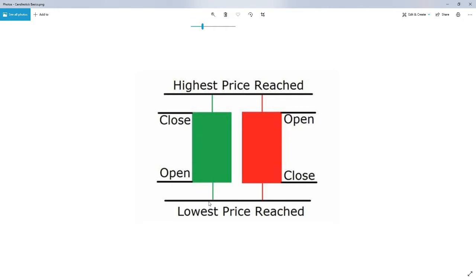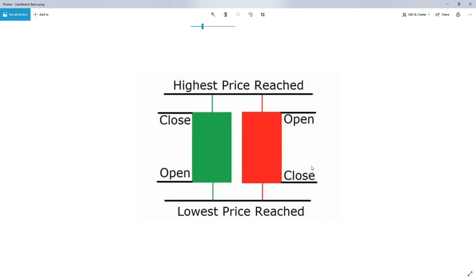If you see a wick on the top or the bottom of a candle, if it's on the bottom, that's the lowest the price got to before it was bought back up by buyers to this point. This is the highest the price reached before it was forced back down by people selling. Now the trick to this, if you notice, the open and close is reversed on these candles.